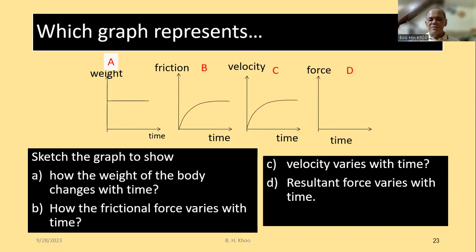How does the resultant force vary with time? Same as the acceleration. Right? The examiner doesn't have to question you with a direct question. They can twist the question around to test whether you understand how to apply your knowledge. Right? This force is the resultant force. It varies with time. D.